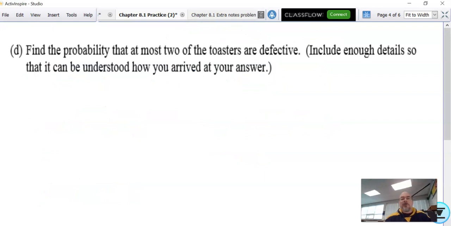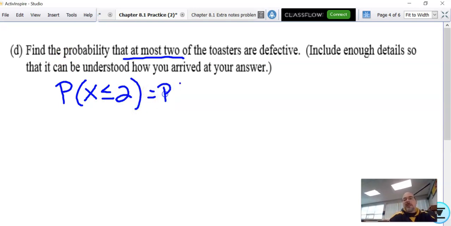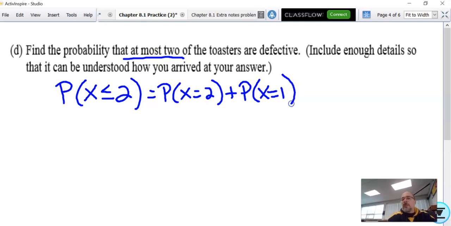Okay, find the probability that at most 2 toasters are defective. So again, that's the probability that x is less than or equal to 2, at most. So what does that mean? Well, that means you could have 2 toasters, or you might have 1 toaster, or you might have 0 toasters.